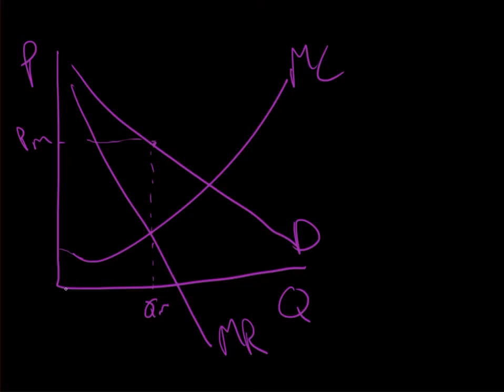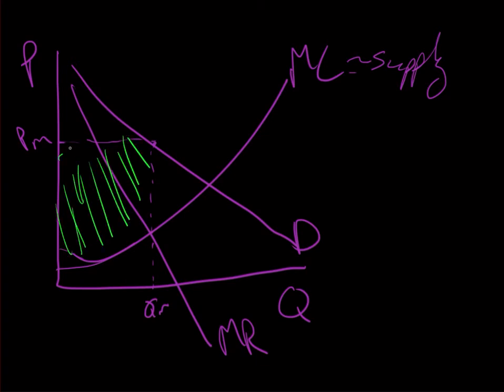So if I had this graph here, which has my demand, my marginal revenue curve, and this upward sloping, let's say, marginal cost curve, I have a situation where, if I think of the marginal cost curve as similar to my supply curve, for this price and this quantity exchanged, I would say that this area here would be my producer surplus.